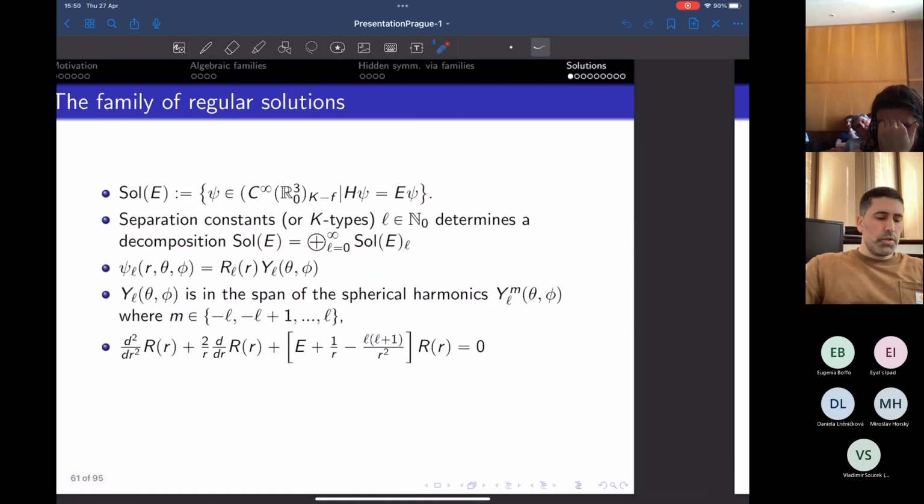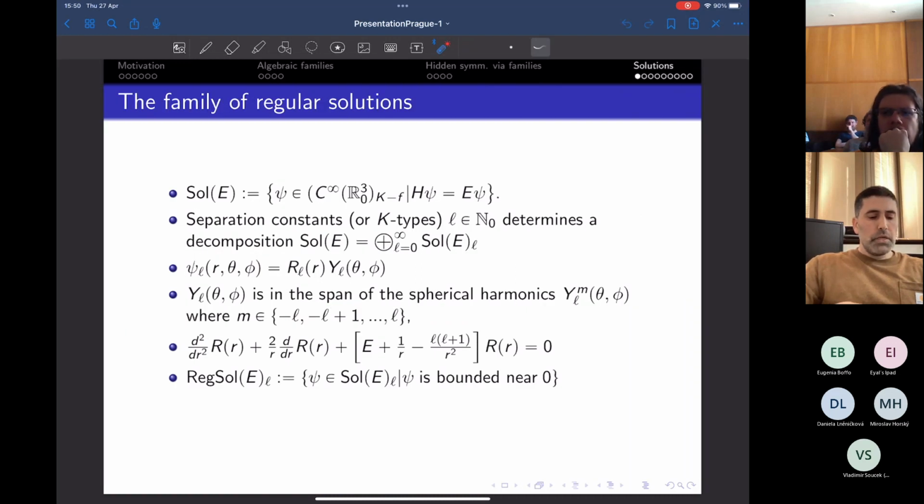The general theory of such equations guarantees that we'll have solutions with good behavior near zero. I'm going to define, for a fixed E, a fixed complex number, and a fixed L, a fixed separation constant, what is this regular solution, reg sol EL. I'm going to look at all solutions in this space, in sol E, and you see there is this subscript L, namely that they satisfy this equation. In this equation, L appeared. And I also demand that they are bounded near zero. My solutions are not defined at zero. These are smooth functions on the complement of zero.